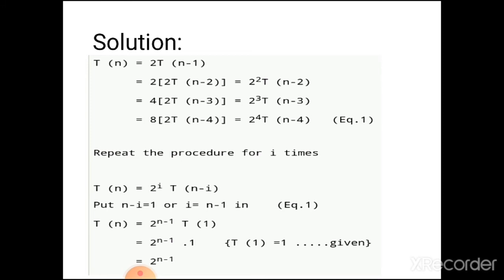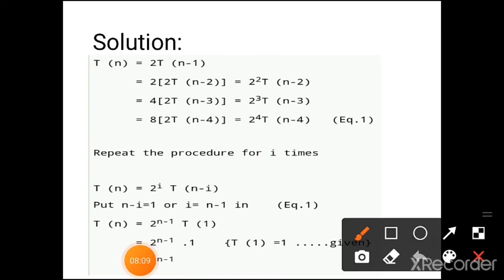Our boundary condition is t of, if we reach t of n equal to 1, a single element, that is t of 1, that is the boundary condition.